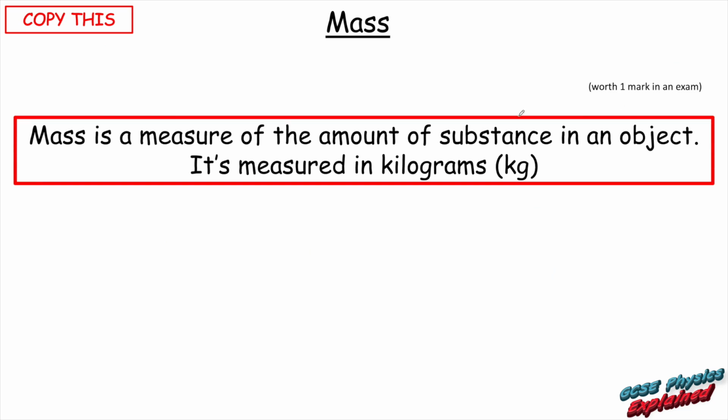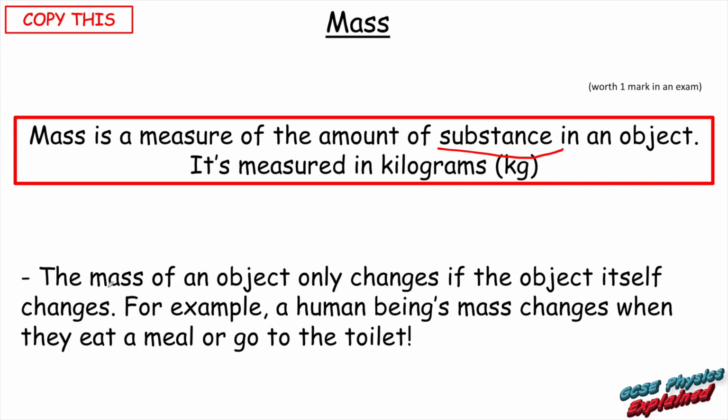Well, for 1 mark in an exam, tell the examiner that mass is a measure of the amount of substance or matter in an object, measured in kilograms. You'll sometimes get a 2nd mark for that. Now, the mass of an object only changes if the object itself changes. For example, a human being's mass changes when they eat a meal or if they go to the toilet.